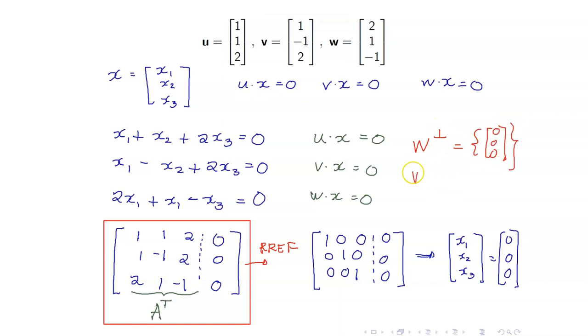And why is that? Take note that U, V, and W are linearly independent and they consist of 3 vectors. W is actually the entire R3. Hence, the set of vectors which is perpendicular to all the vectors in R3 is just the 0 vector.